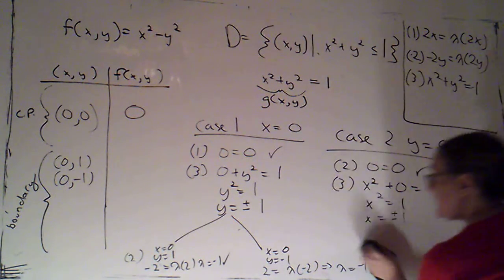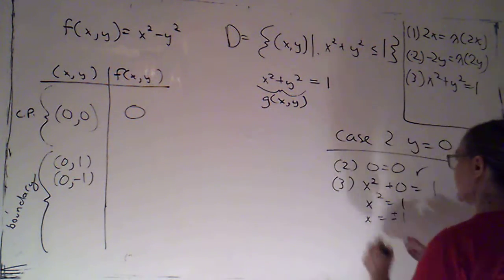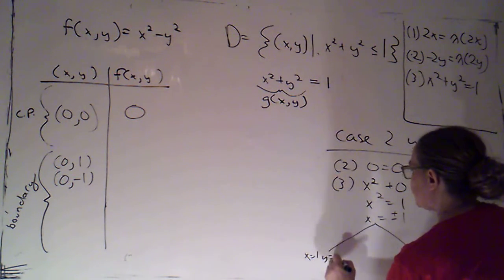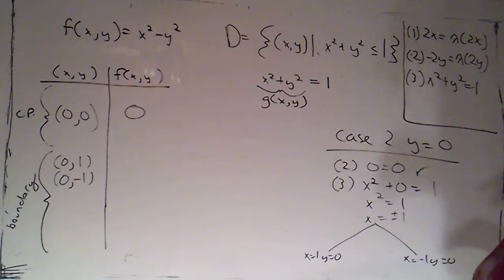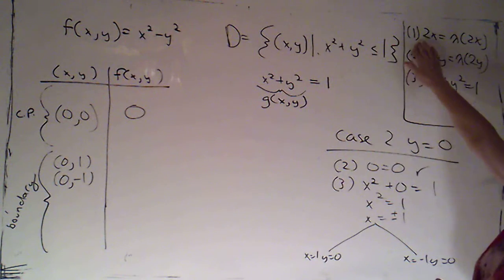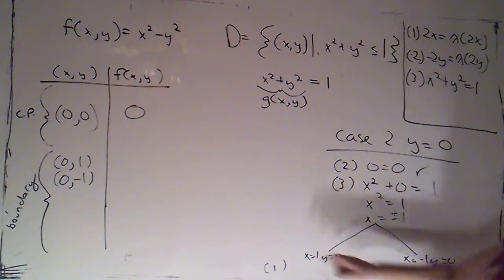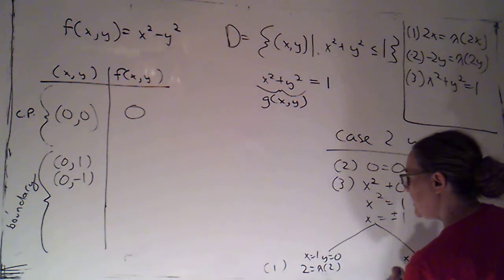So again, that's going to be 2 possibilities, so 2 sort of subcases. So I've got x equals 1, y equals 0, or x equals negative 1, y equals 0. But now I want to look at equation 1, the one I haven't looked at yet. So if I plug in 1 for x, it becomes 2 equals lambda times 2.